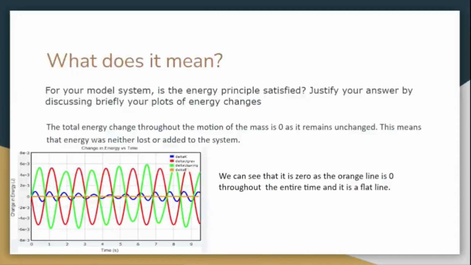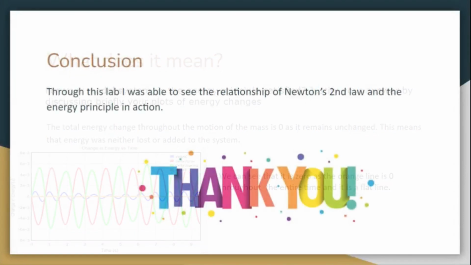So the energy principle is satisfied. As you can see with the orange line, it shows that the energy has been at zero the entire time. This means that it remains unchanged, which means that energy was not added or lost throughout the motion, or added to the system.